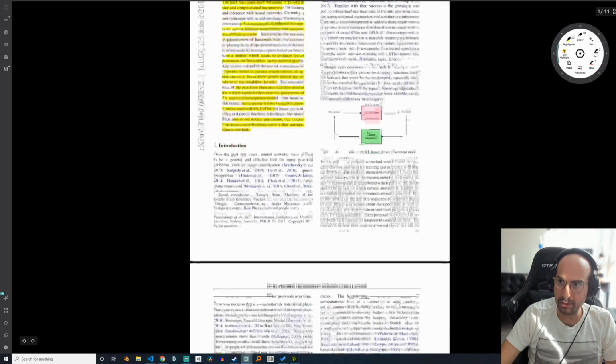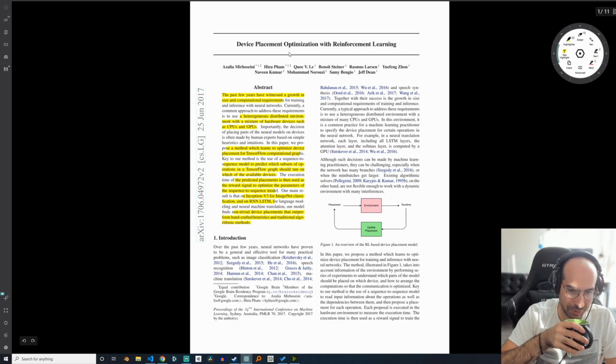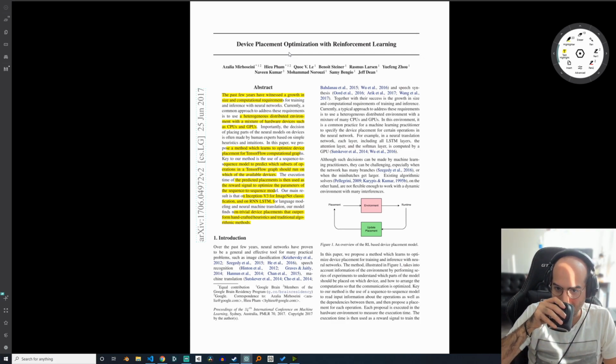Okay, so here they're giving the regular spiel. Models are huge. You know, ML's amazing. That's what whole ML paper intros are like.